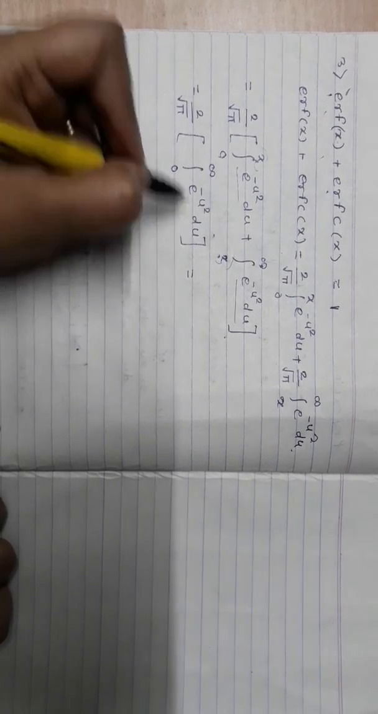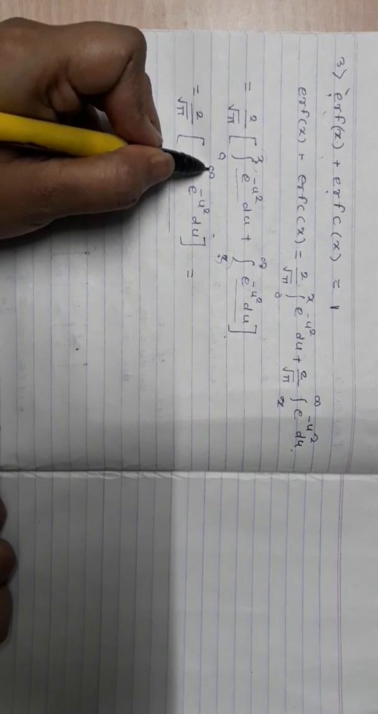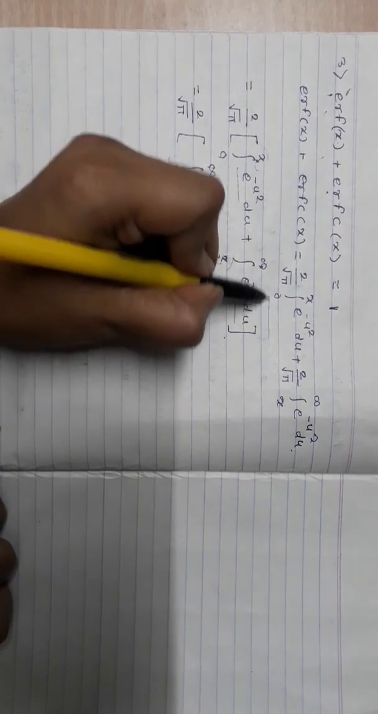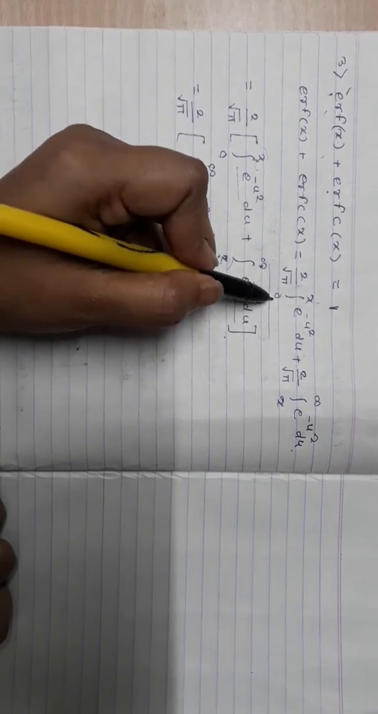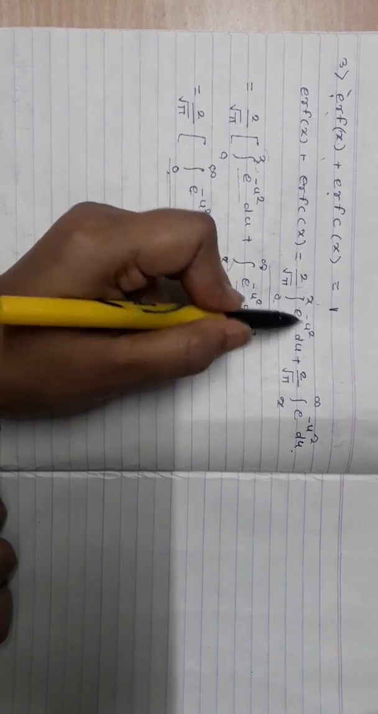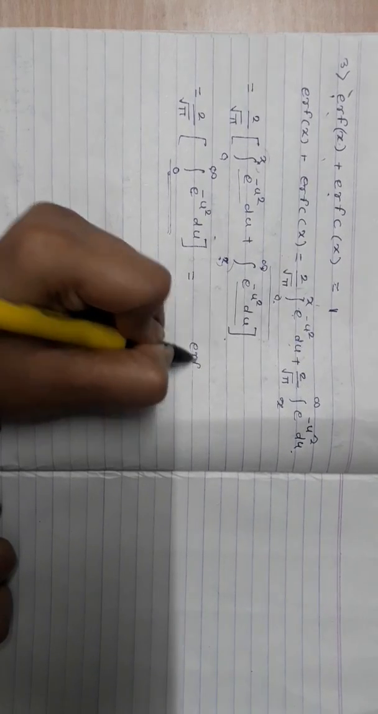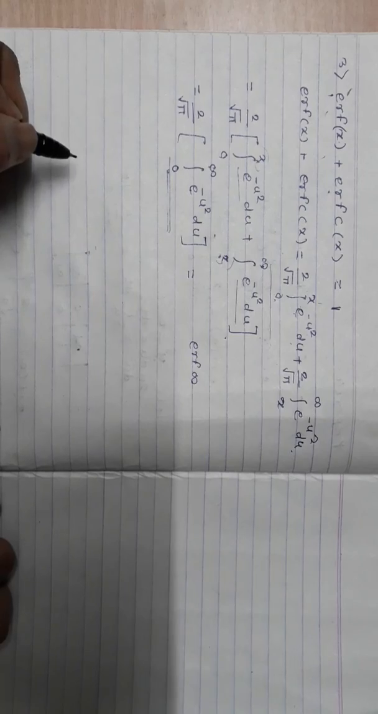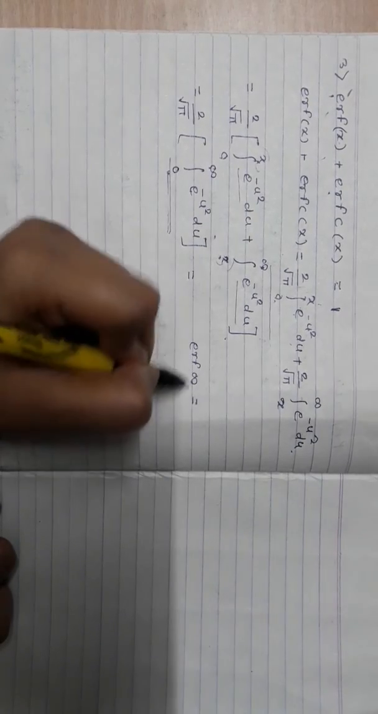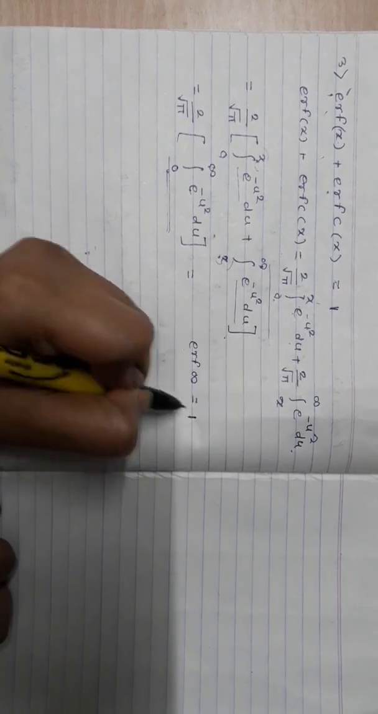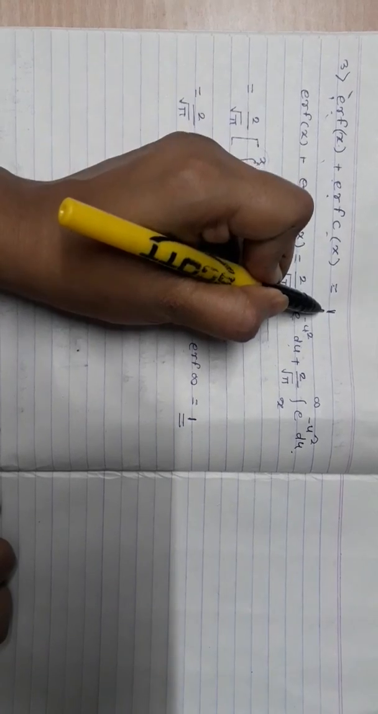And note that this is nothing but error function of infinity. That is, in the definition of error function, if I replace x by infinity, I get 2 over root pi integral 0 to infinity of e raised to minus u square du, which is nothing but error function of infinity. And in the last property I proved that error function of infinity is equal to 1. So error function plus complementary error function is equal to 1.